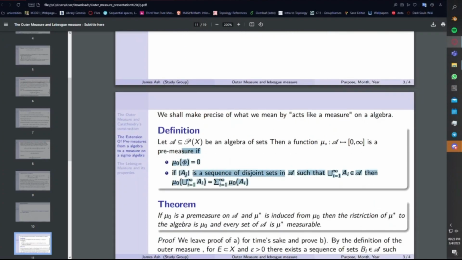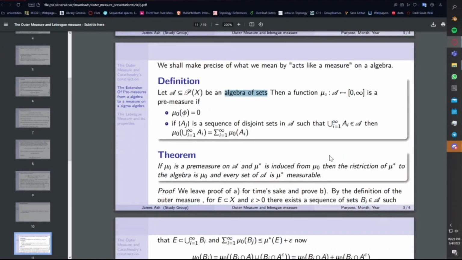And now that we have a concept of a pre-measure on an algebra, this is an important theorem, because first of all, this tells us that on the elementary sets, where this is defined, basically the algebra of sets, not just any set, the induced outer measure now gives us an extension.